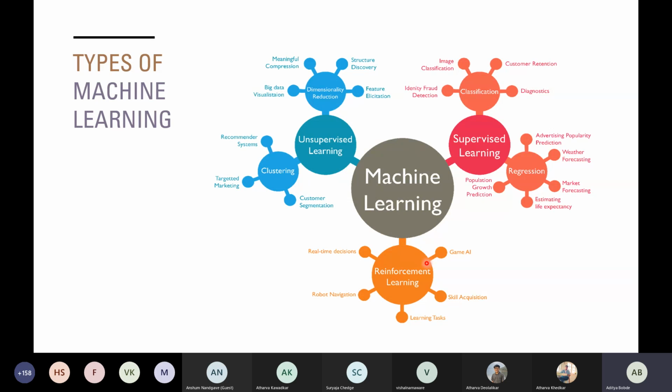You must have heard about Google's AlphaGo. Has anyone heard about Google's AlphaGo or watched that movie? Anyone in the chat? Can anyone just type it in the chat? Yeah, Bhavna says yes. So at least they know what AlphaGo is. And for people who don't know, Aditya, just tell them what it is.